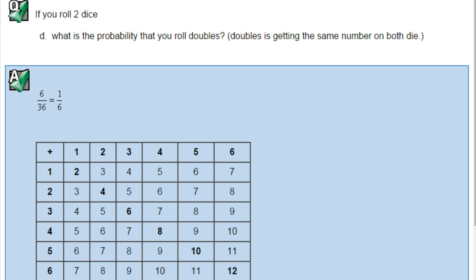A slightly different question. What is the probability that you will roll doubles when you roll 2 dice? So the same number on both dice. Well, let's take a look at our dice chart. We can roll 1,1, 2,2, 3,3, 4,4, 5,5, and 6,6. So in this case, again, we have 6 possibilities. 6 out of 36 simplifies to a 1 in 6 probability.